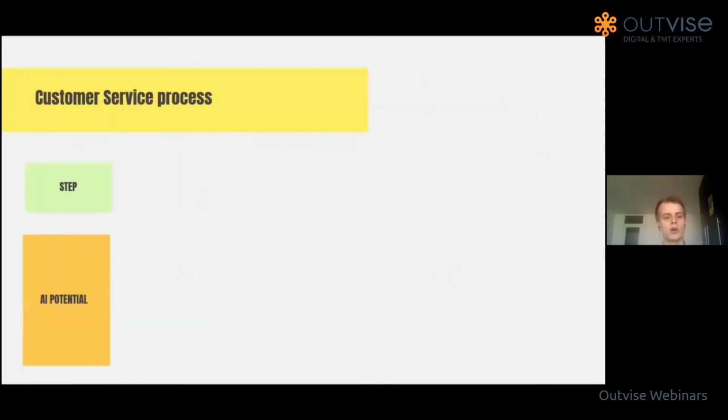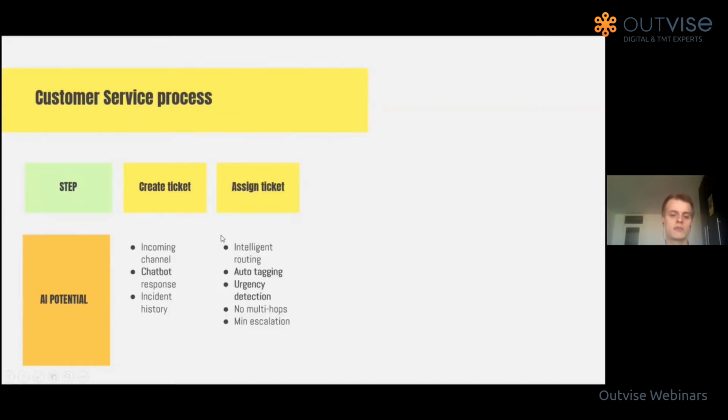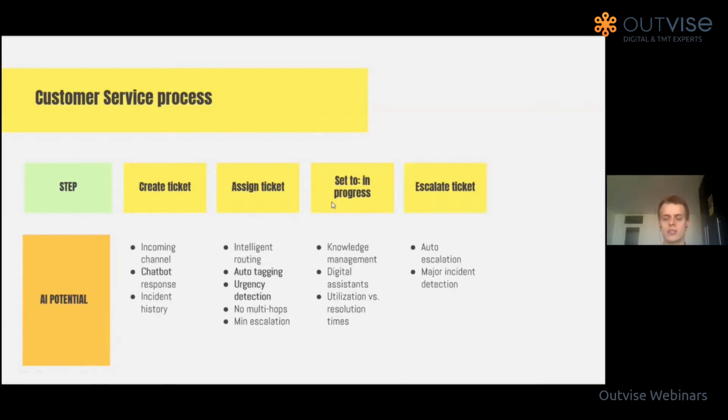We had a look also at some of the use cases and the steps in the process that result in different AI potential. For example, creation of the ticket can be balanced through a chatbot response and incident history with a particular customer. Assignment of the ticket can be augmented by auto-tagging or urgency detection to avoid multi-hops. Progress of the ticket or the actual work on it can be assisted with the knowledge base, digital assistants, and so on. Escalation of the ticket can be managed by AI, for example, through major incident detection. And the resolution of the ticket can be predicted, the timing, for instance, how it can occur.